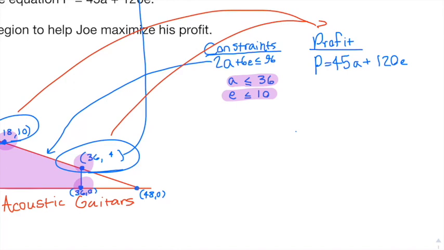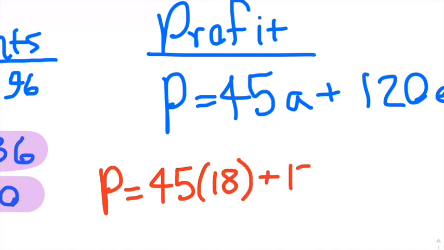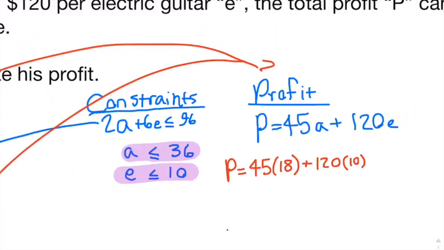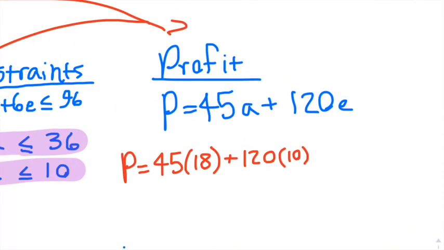So let's go 18, 10 first and see what kind of profit we get there. 45 times 18, and then plus 120 times 10. That was based off of your profit equation. I wrote this one out for you, but you can probably see where it comes from: it's 45 per acoustic guitar and 120 per electric guitar. If you plug all that in, I have the final thing written out here. That's going to be $2,064 right there. And that was with the 18, 10.